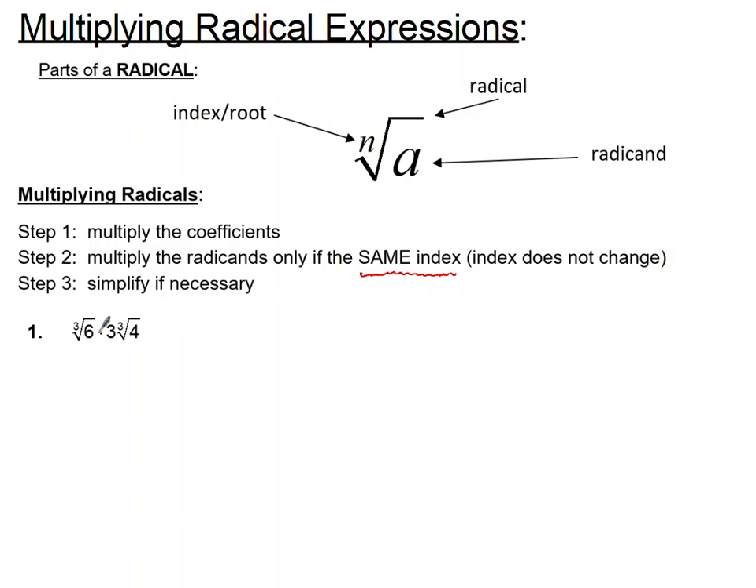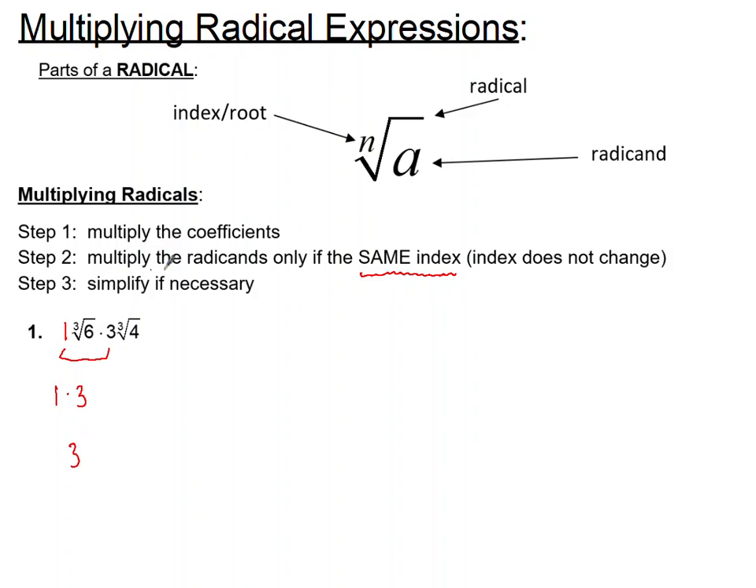I know that I am multiplying two radicals together because I see this multiplication dot. Let's first find and multiply the coefficients. The first radical has a coefficient of 1. The second radical has a coefficient of 3. Let's take those two numbers and multiply them together. 1 times 3, of course, is 3.